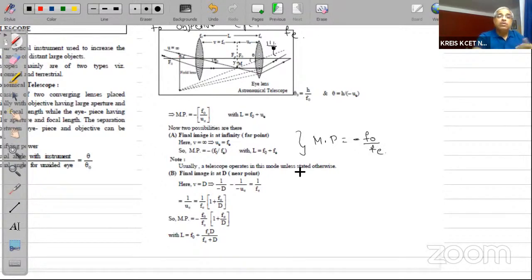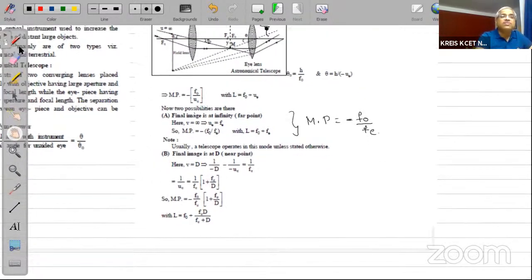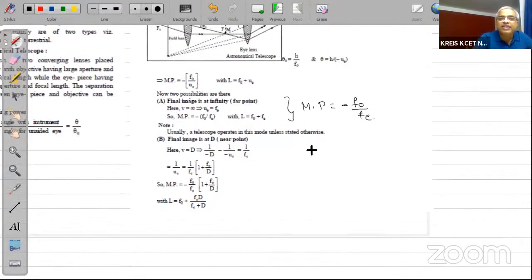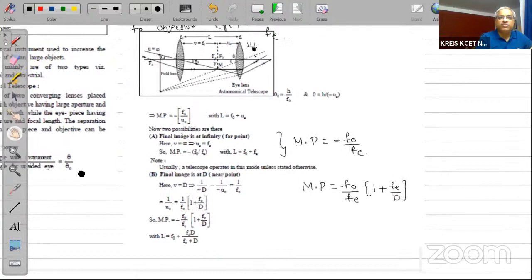Okay. Now if it is formed at least distance of distinct vision, then the magnifying power of a telescope will be given by minus f0 by fe into 1 plus fe by d. 1 plus fe by d. Okay, this is what is important. And another point I'll just note it down for your sake.